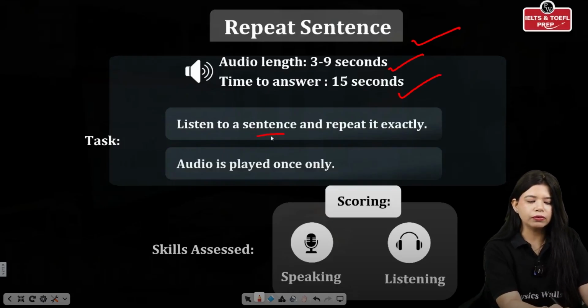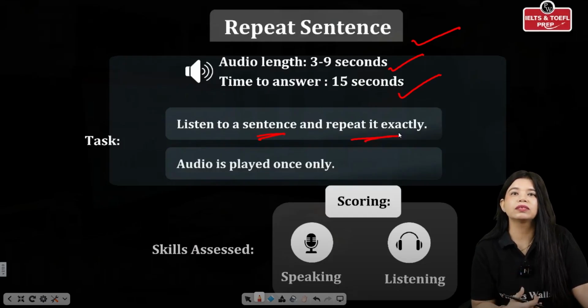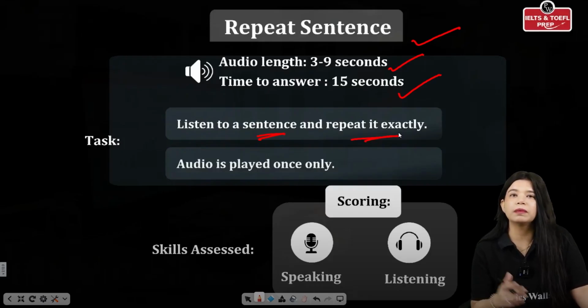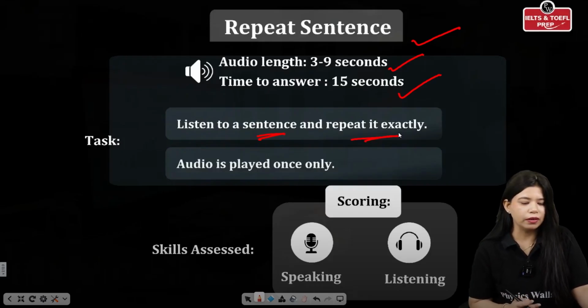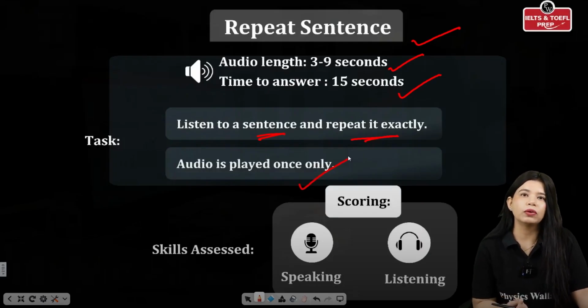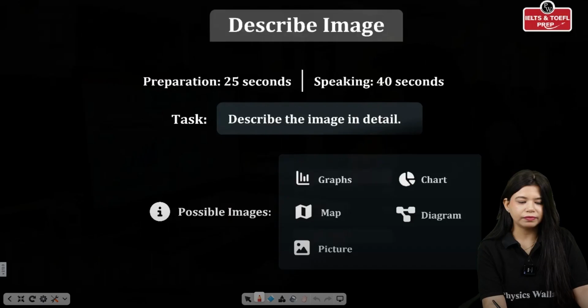What you need to do is you need to just listen to a sentence and repeat it exactly. You are not supposed to insert any new words here. You are not supposed to use synonyms of the words that you heard. You simply need to repeat the exact thing that you heard. Audio is played once only, and you will also be able to record your response just once. You will be scored on your listening and speaking skills in this question type.